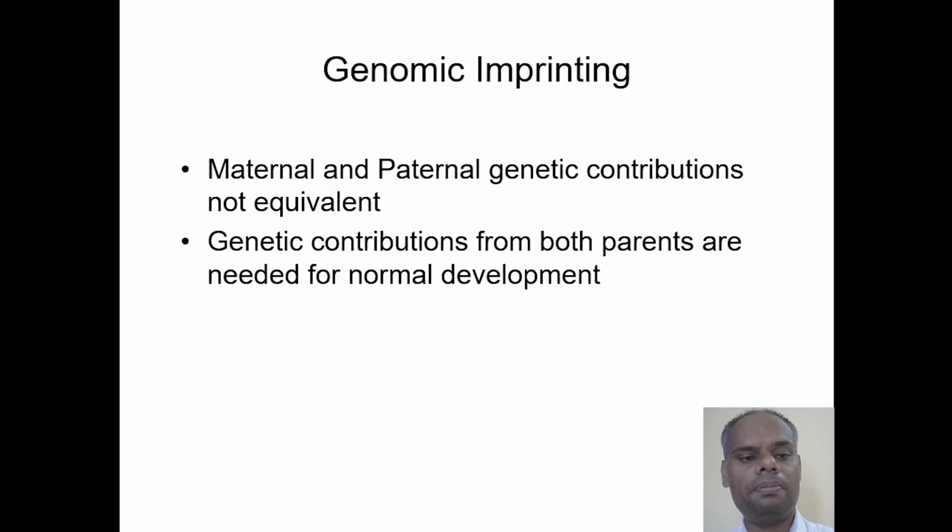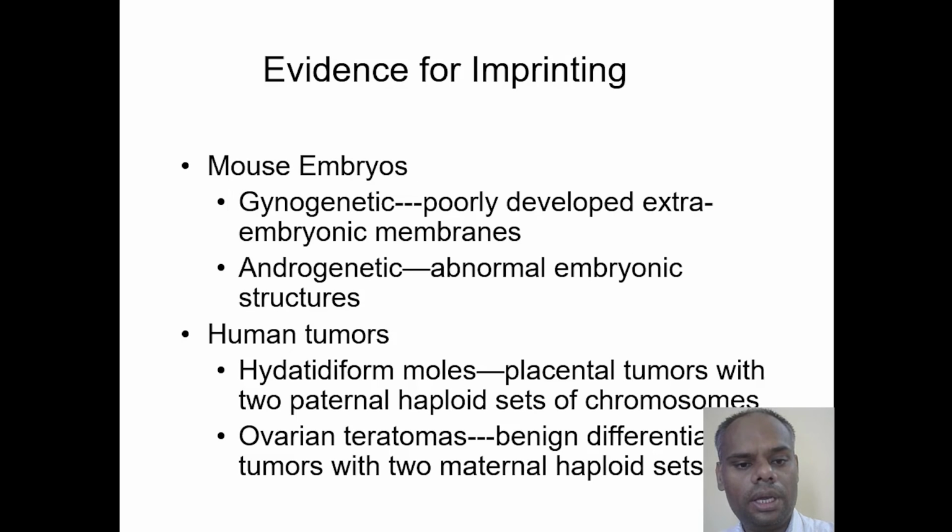Next is genomic imprinting. It is an epigenetic phenomenon that causes genes to be expressed in a parent of origin specific manner. Genes, however, can also be partially imprinted. Here, maternal and paternal genetic contributions are not equivalent, whereas genetic contribution from both the parents is needed for normal development of the embryo. Evidence of imprinting can be found in mouse embryo, where gynogenetic embryos show poorly developed extra-embryonic membrane and in androgenetic embryos abnormal embryonic structure is present.